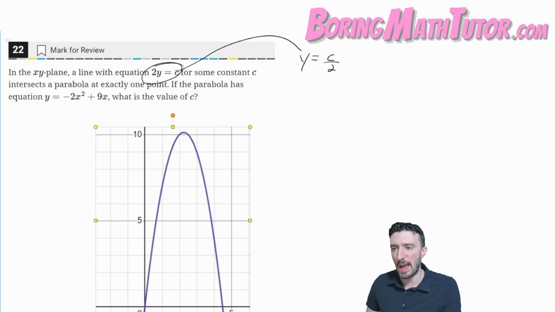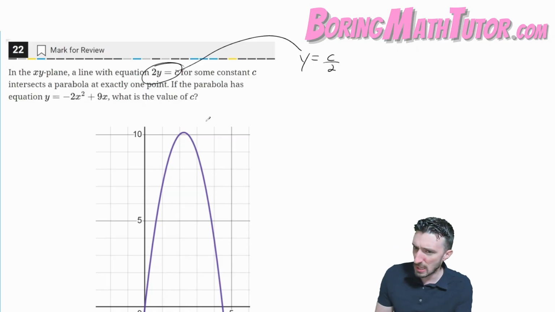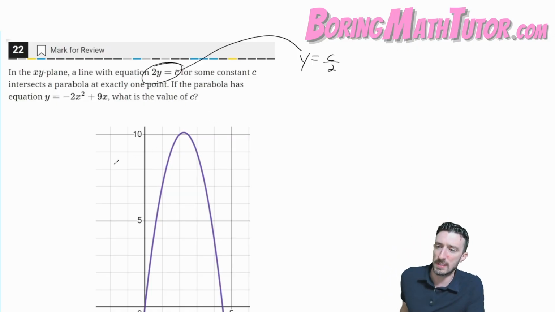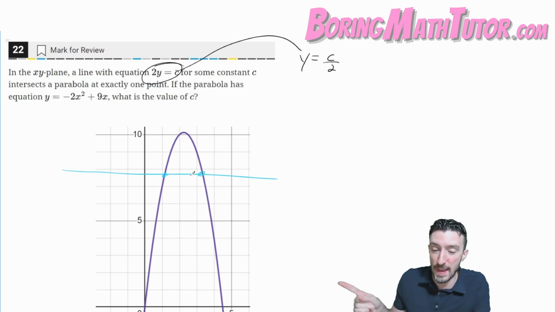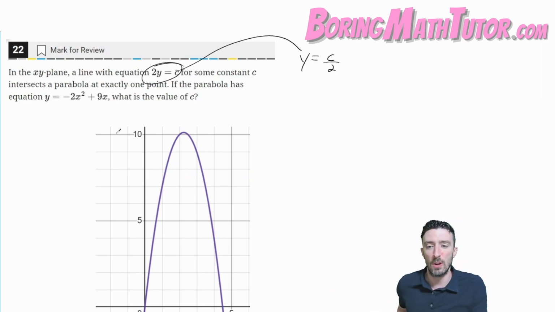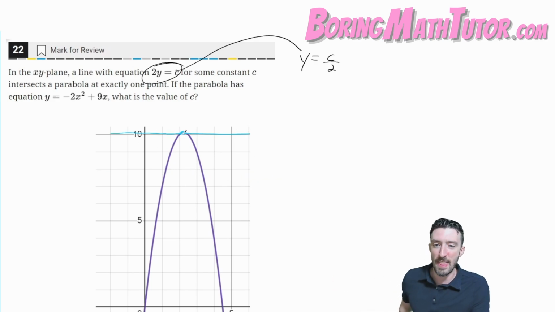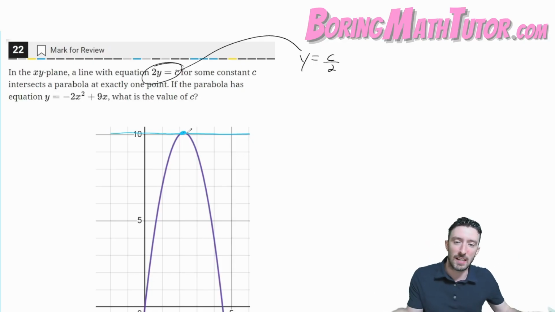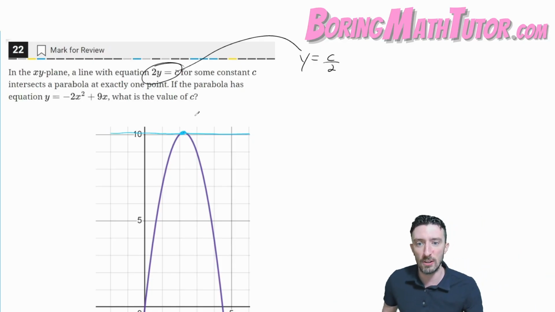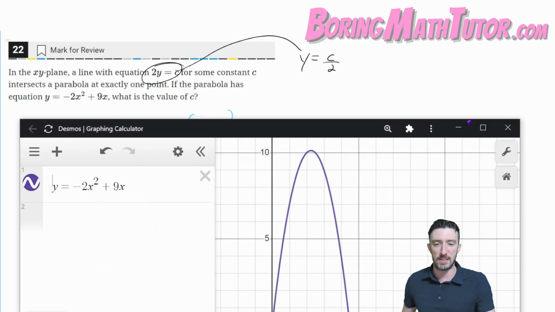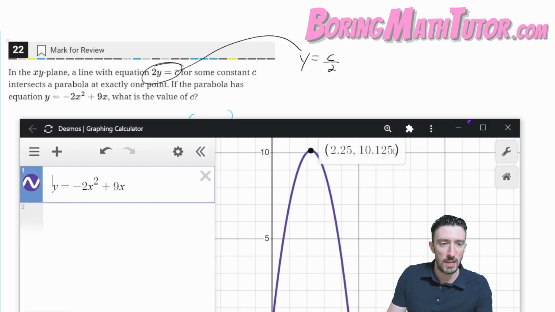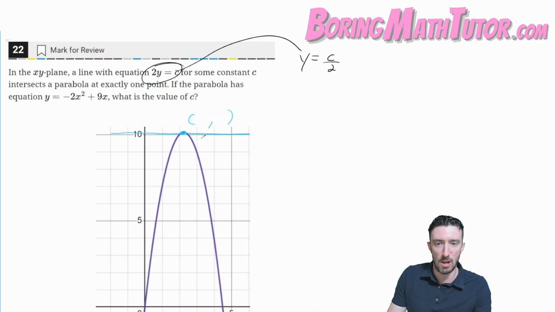And let's think about how I would get a horizontal line to intersect this parabola at exactly 1 point. Would it be like this? No, that's 2 points. Would it be like, yeah, that would be it. So it needs to touch the tippy top. Well, it would be real nice if I knew the coordinates of the tippy top. Turns out it is 10 point something.